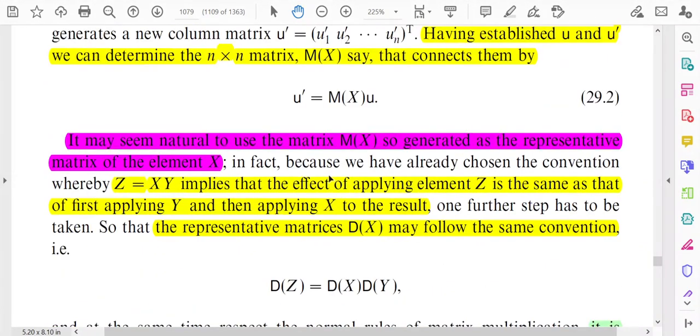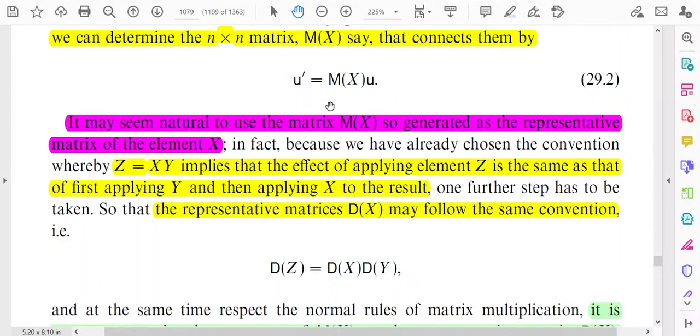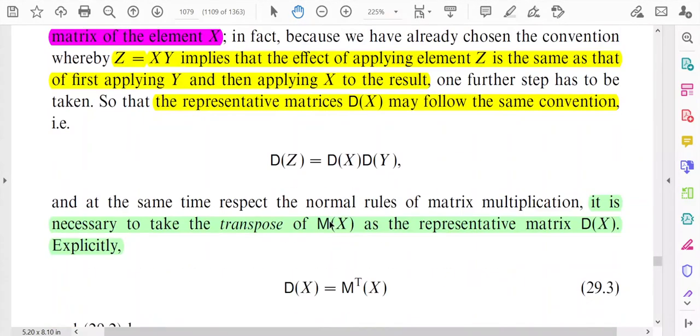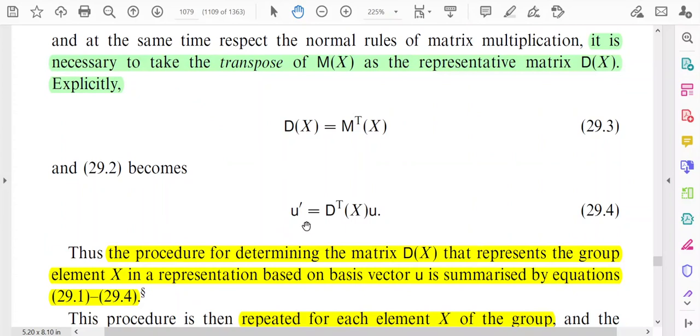Now we can write the relation given by equation 29.2, that is this particular relation. Here it was u prime is equal to mx into u. So now this relation will be u prime is equal to d transpose x into u, because dx is equal to m transpose x. So we can write that mx is equal to d transpose of x. So in this way we have defined the representative matrix for a particular group G. So this is that relation.